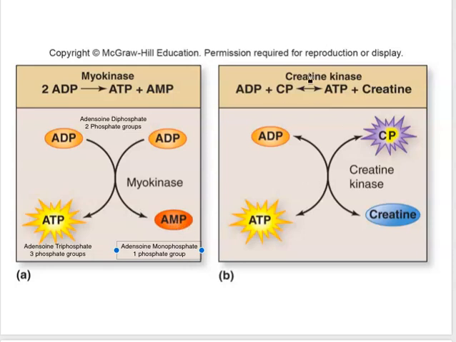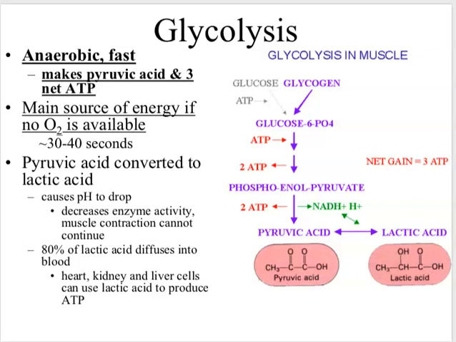Something very similar happens with creatine kinase. So we start with ADP, adenosine diphosphate, and creatine phosphate. The phosphate from the creatine phosphate is added to adenosine diphosphate to make one molecule of adenosine triphosphate, and the remainder is creatine.